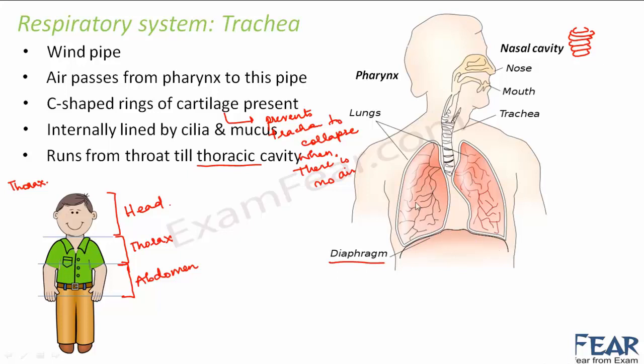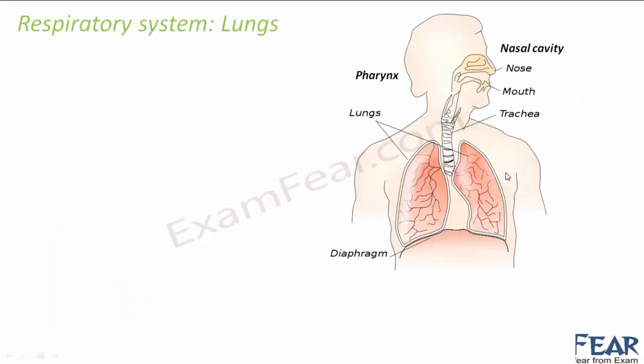So the lungs are situated within the thoracic cavity, and the trachea starts from the throat and ends in this thoracic cavity. So what are the organs which are situated in the thoracic cavity? The lungs and the heart are situated in the thoracic cavity, right? So this trachea runs from the throat till the thoracic cavity. Let us now study about the lungs, which are the main places where the actual absorption of oxygen takes place in the respiratory system.